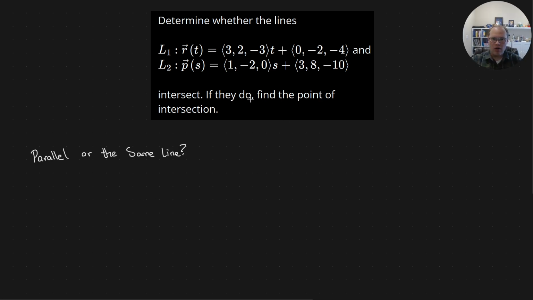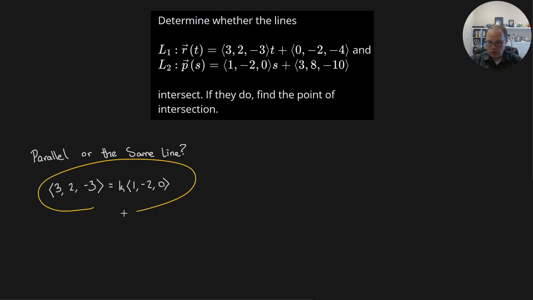Well, if they are, then this direction vector, and I know this is the direction vector because it's the one being multiplied by the parameter, that first direction vector, 3, 2, negative 3, would be a scalar multiple of the direction vector of the other line, the one multiplying the other parameter, 1, negative 2, 0. That's multiplied by a scalar, k. So I want to see if this has a solution.